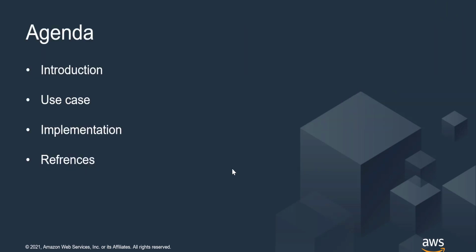First, I will walk you through the agenda. We will have a quick introduction about what is Amazon QuickSight. Then we will talk about a use case where you can use this feature. And then we will focus on implementation details of this particular feature. In the end, I have some reference links for you that can help you with some documentation when you want to use this feature.